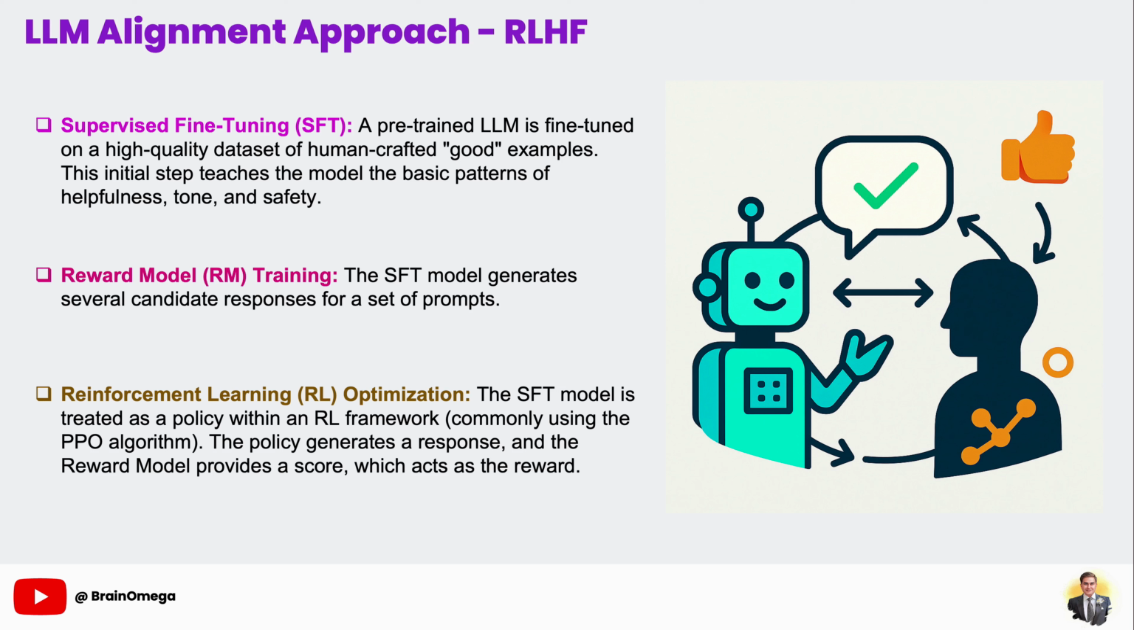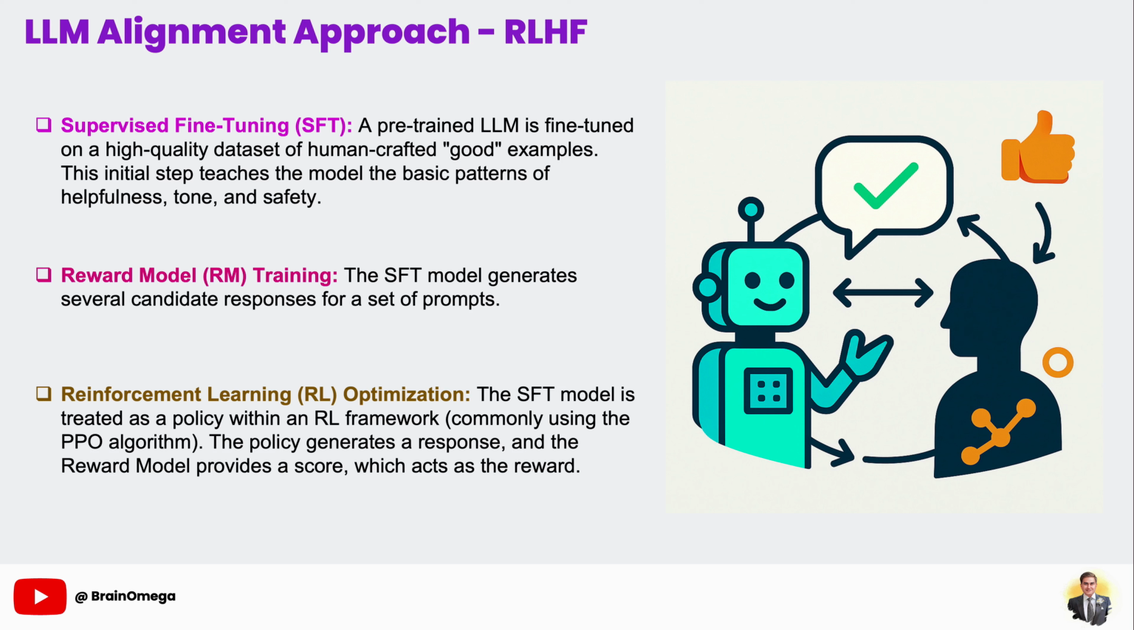Finally, we reach Step 3, Reinforcement Learning Optimization. This is the most dynamic phase. The main LLM now operates in a live training environment. It generates a response, and our reward model, the AI judge we just built, immediately gives that response a score. This score acts as a reward signal in a reinforcement learning loop. Using a common algorithm like PPO, the model continuously adjusts its own internal strategy to try and maximize the rewards it gets from the judge.